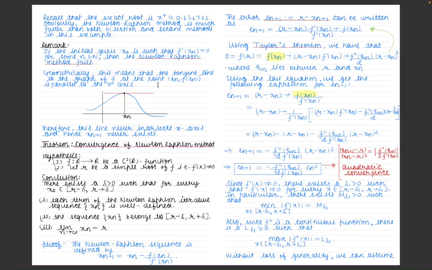Now one remark. If the initial guess x naught is such that f prime xn is 0 for some n, then already we know that the Newton-Raphson method fails, right? Then the Newton-Raphson method fails.